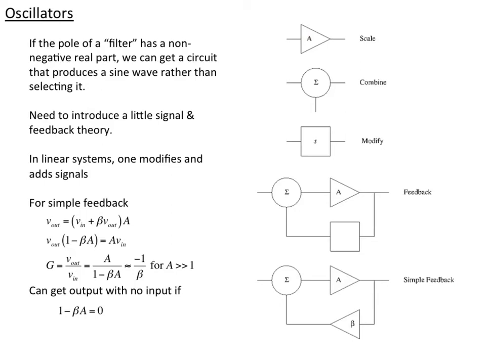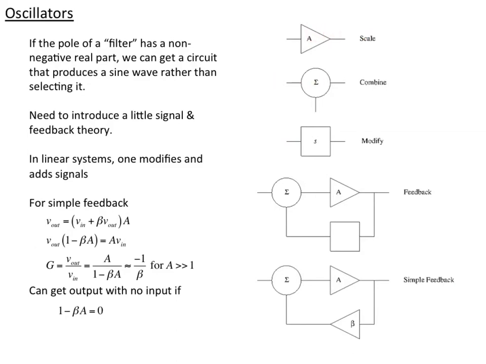To understand this, I need to introduce just a little bit of signal and feedback theory. In signal theory, we have a bunch of very abstract components. You put a signal in and you do something to it. A triangle scales it. It looks like an amplifier, and it is an amplifier. It just multiplies by a certain amount.